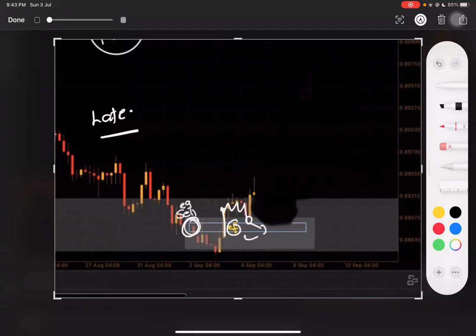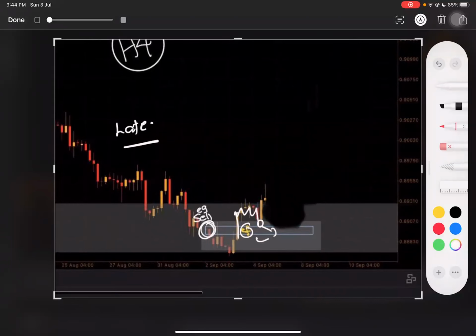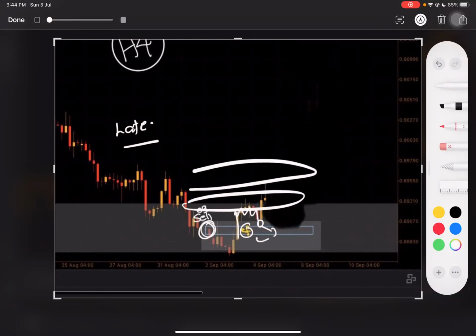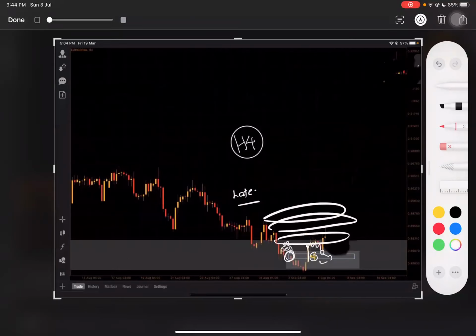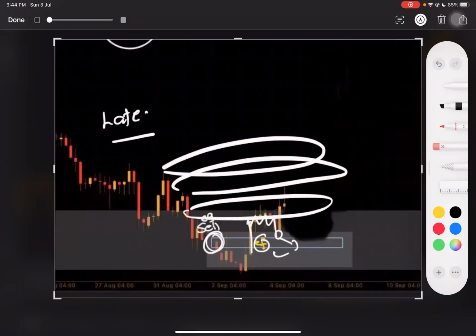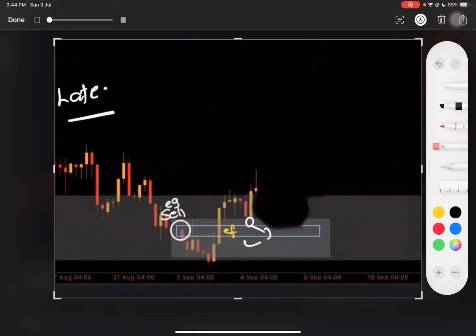Don't worry. If you miss your setup, you still can re-entry. If the price still stays around your CMP, like here or here, somewhere like this, but don't chase the price. If price already went up until there, no, do not chase the price. Okay, so what you need to do is just find the possible zone that I can enter now.